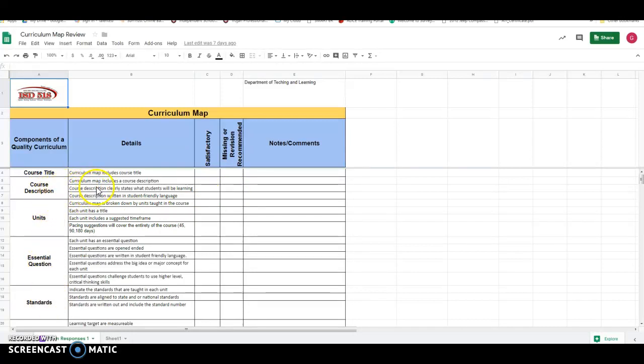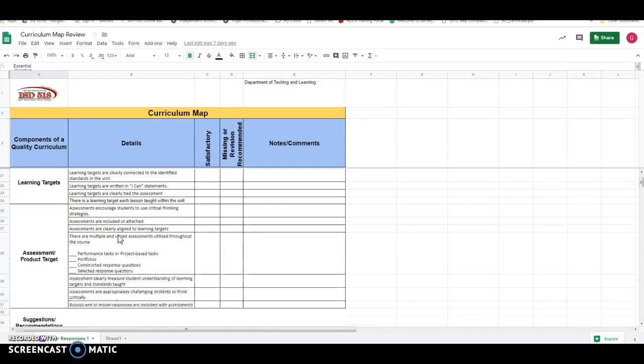Like with the course description, units of instruction, and your essential question, we're looking at things like: each unit has an essential question. Essential questions are open-ended. Essential questions are written in student-friendly language. Those types of things, and it's either there or a revision is recommended.